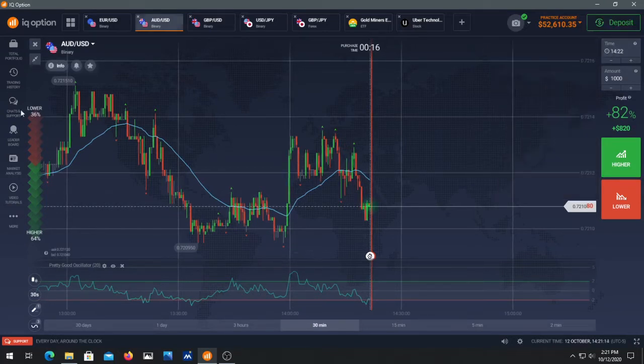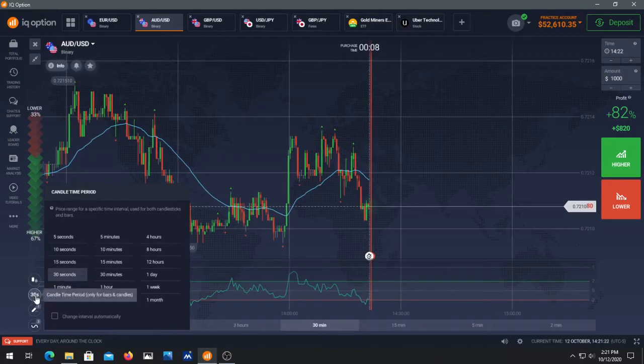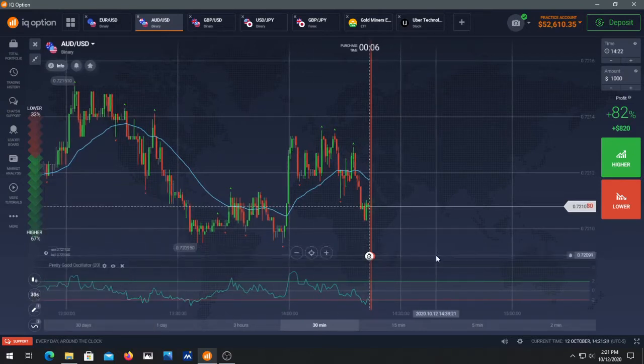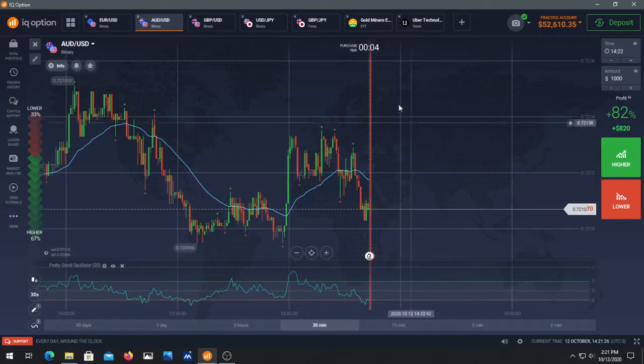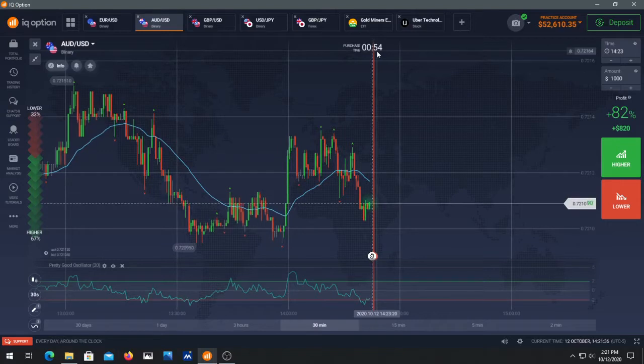So with that said, another thing I need to point out is that the candlestick time period that I'm using is 30 seconds. And I prefer to use 30 seconds because, as you know, at the end of the purchase time it counts down to 30 seconds. So I prefer to use that. I think I'll get a better view of what the market is doing that way.